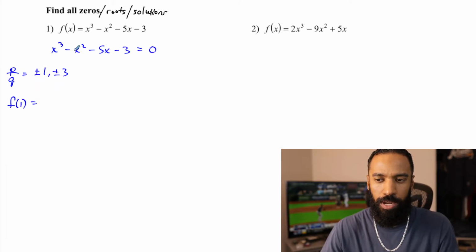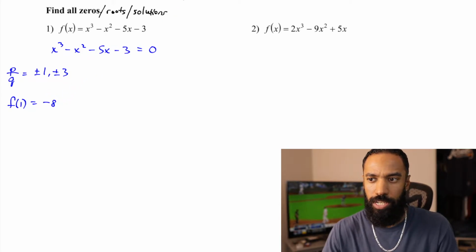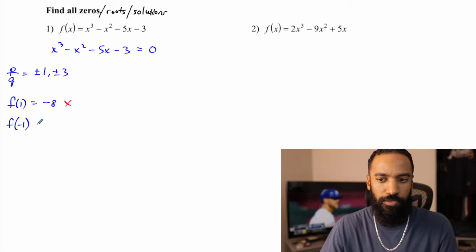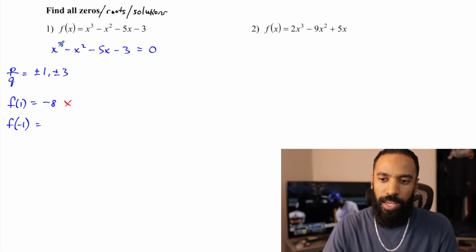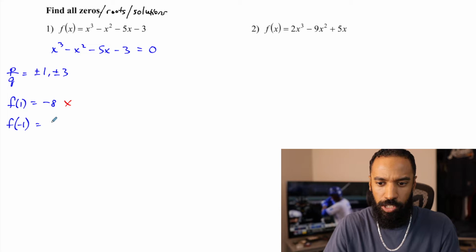F of 1, you get 1 minus 1 minus 5 minus 3. That is -8, which is not 0. I need to get 0 out from this. If you didn't watch my previous video, then it'll make sense what I'm doing here. For -1: -1 minus 1 is -2, plus 5 is 3, minus 3 is 0.